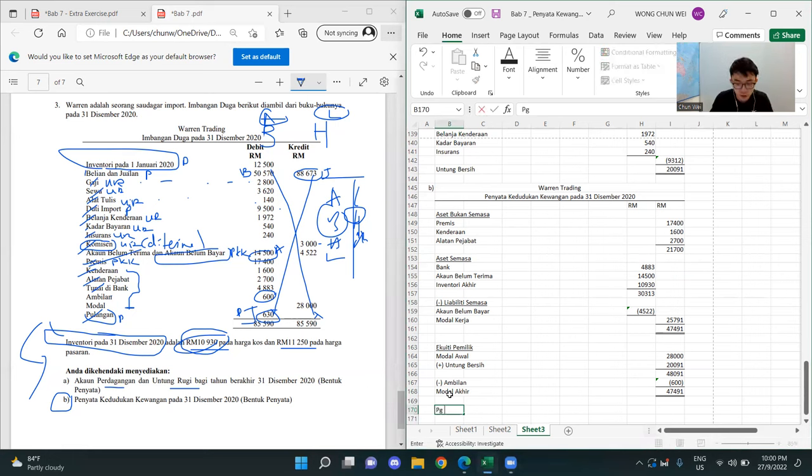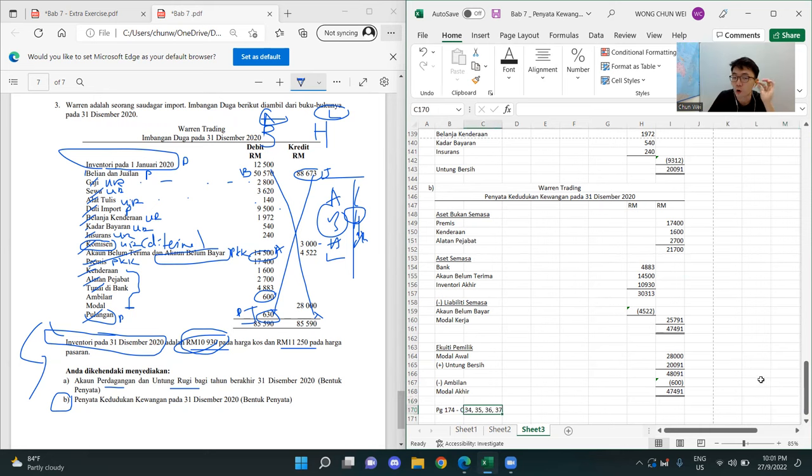Okay, so if you're done, you go to page 174 and do question 34, question 35, question 36, question 37. All right, question 34, 35, 36, 37, four questions. These four questions are all about account perdagangan dan untung rugi and penyata kedudukan kewangan. Alright? I don't care if you are bad in this chapter or you have already mastered this chapter, you still have to do these four questions.